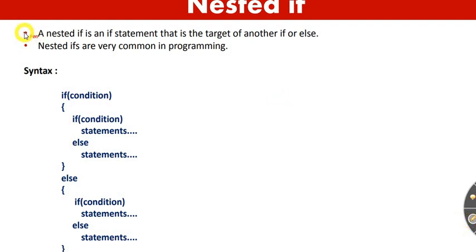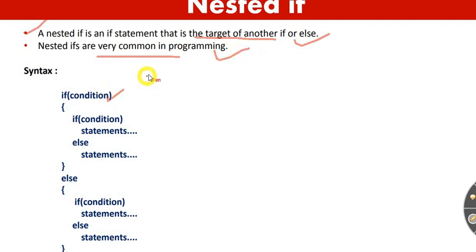Let me show you the definition at first. A nested if is an if statement that is nested inside another if else. That means in an if condition we can have if as well as if else. Anything can be there within an if block. That is called nested if. Nested ifs are very common in programming, and very important in competitive programming, where you have a condition, and within that condition we are checking one or more conditions. In that purpose it is very useful.